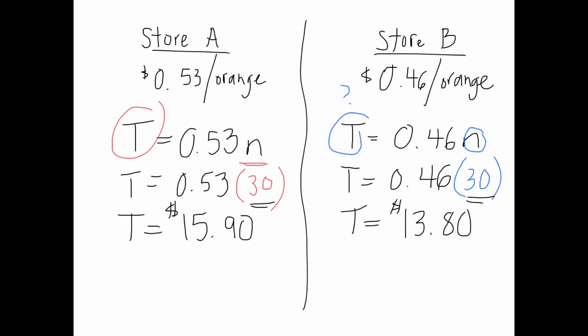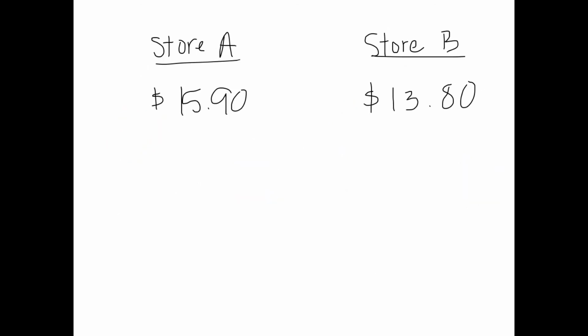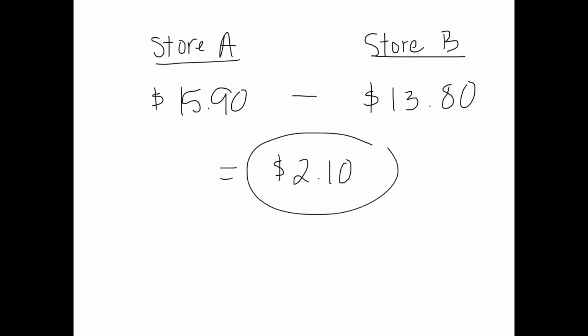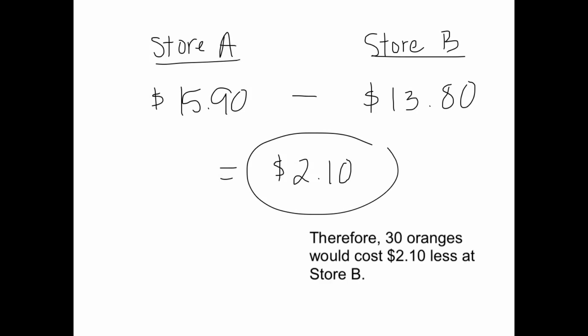Which store ends up being cheaper? Correct, store B is cheaper. Well, the question said, by how much is it cheaper? So let's figure that out. How can we figure out the difference between these two values? Well, to find the difference, we need to subtract. 15.90 subtract 13.80. When we calculate this, we get a difference of $2.10. So how much are we saving by shopping at store B? That's right, $2.10. Therefore, 30 oranges would cost $2.10 less at store B.